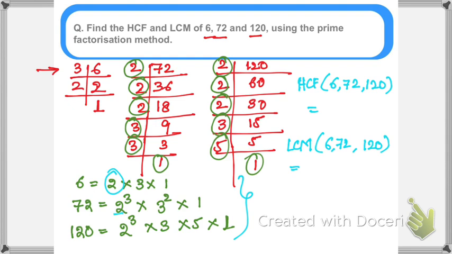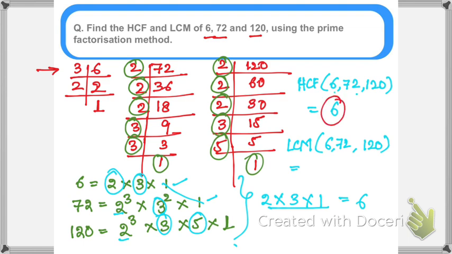2, a single 2 can be taken out. Okay, so 2 is taken out. Next, what is the next other thing that you can take out? A single 3 can be taken out. Single 3. Can 5 be taken out? No, because 5 is not present over here and not here. 1 can again be taken out, but considering 1 is the same only. Okay. So the HCF will be equal to 6, right? 2 into 3 into 1 will give you 6. So the HCF of 6, 72 and 120 is 6.